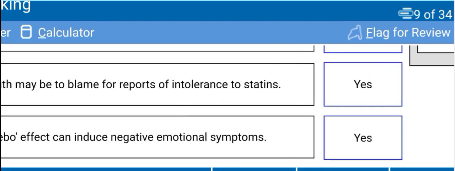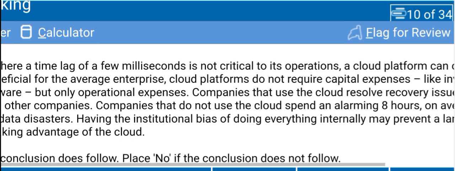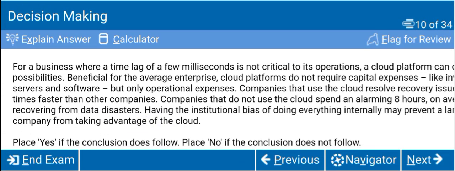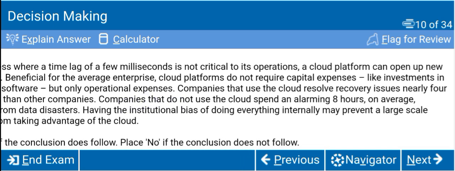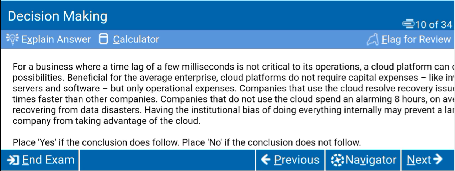There you go. Then we have the next question, which says for a business where a time lag of a few milliseconds is not critical to its operations, a cloud platform can open up new possibilities.